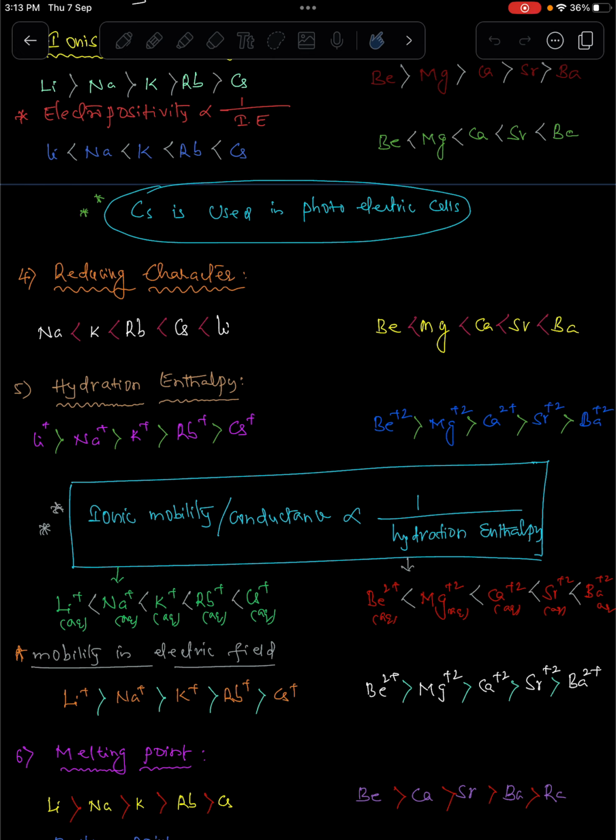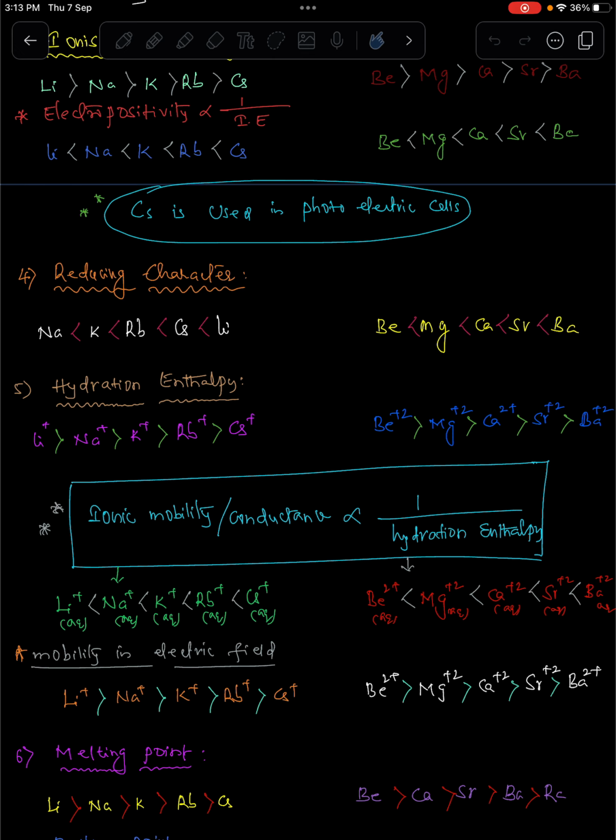Next, hydration enthalpy. So hydration enthalpy is more in the case of lithium in 1A group elements, then sodium, then potassium, then rubidium, then cesium. Coming to the second A group elements, beryllium plus 2 is having more hydration enthalpy than magnesium. So slowly it is decreasing down the group. So here ionic mobility or conductance is inversely proportional to hydration enthalpy. Means the element which has highest hydration enthalpy has least mobility, least conductivity. In 1A group elements, if you consider, lithium has least ionic mobility because of its highest hydration enthalpy.